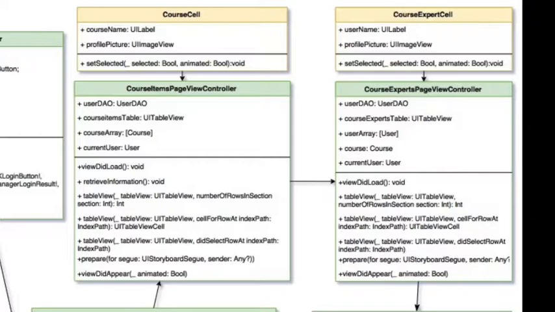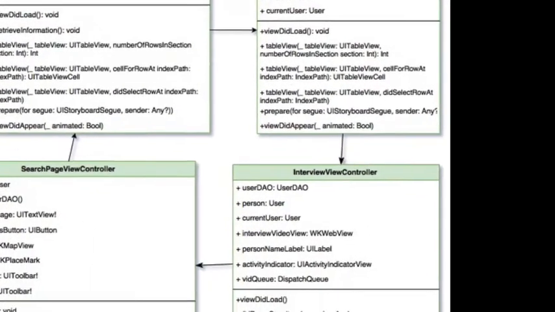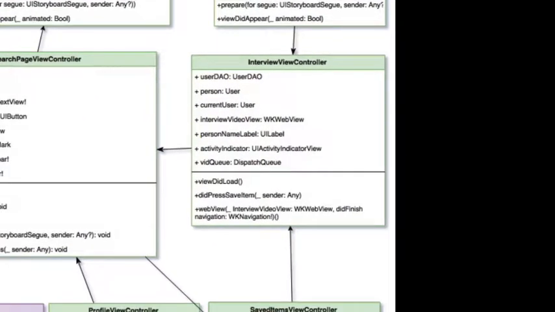They use custom cells, which are very simple, just have course name and picture, or username, expert name, and profile picture. And they simply use different arrays, the first a course array, the second a user array, in order to hold the data for that particular table.